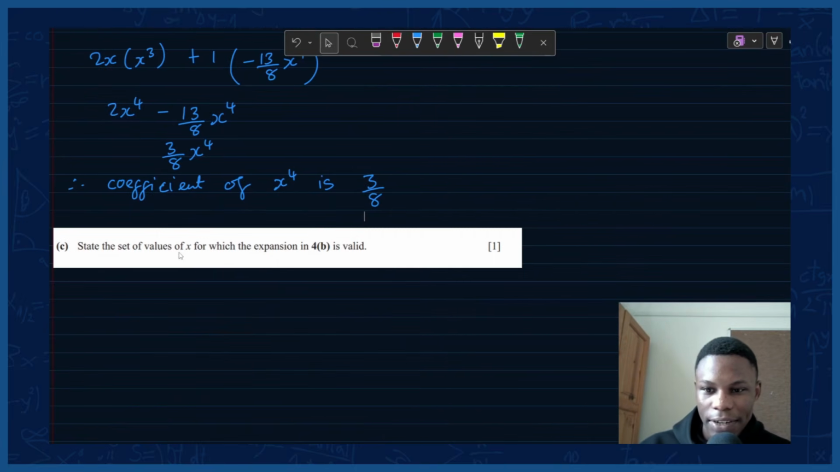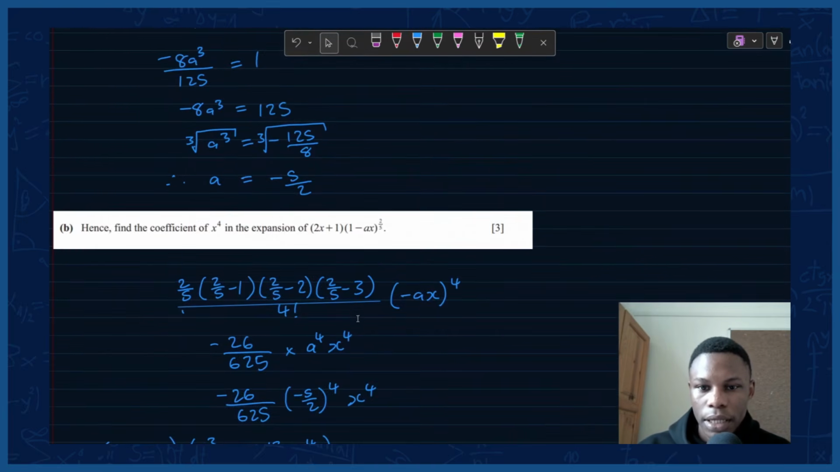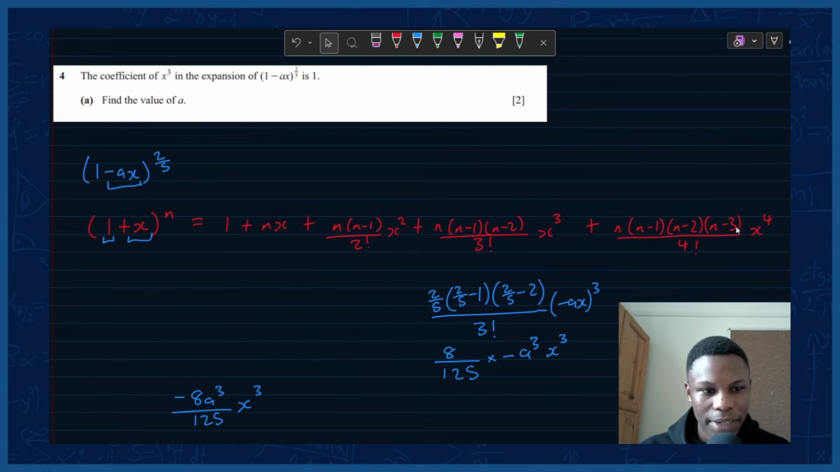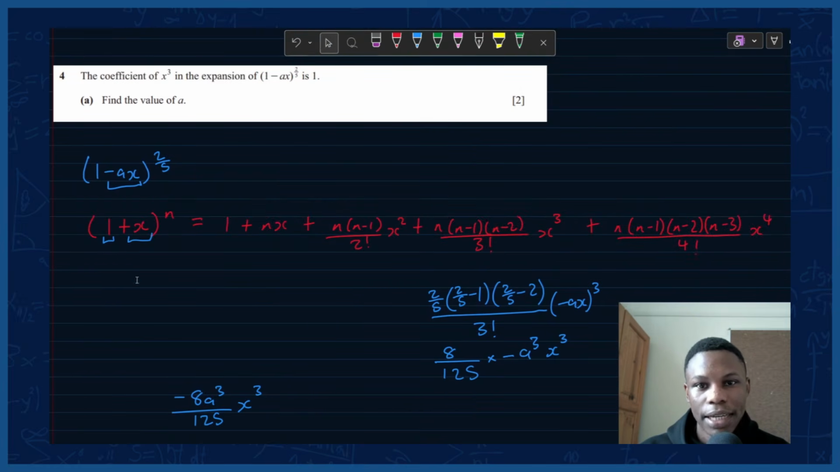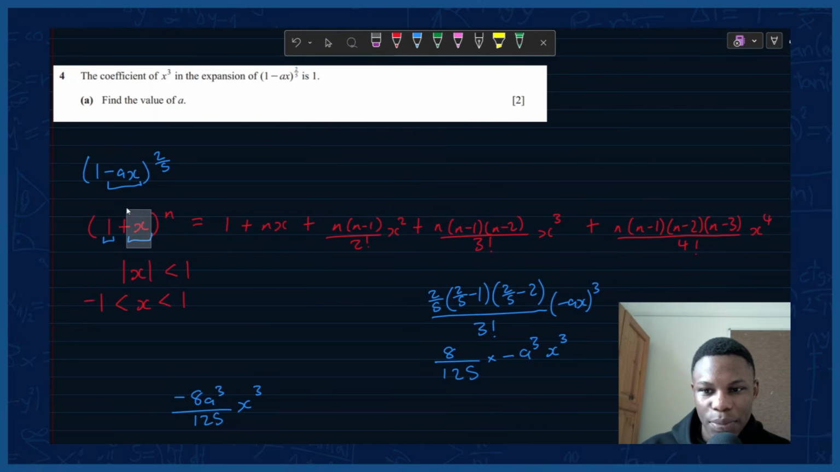Part C, state the set of values of x for which the expansion in 4b is valid. Okay. So if you go to the MF19, there's a condition for when this formula can be used. This formula can only be used if the modulus of x is less than 1. This is the same as saying if x is between negative 1 and positive 1. So they're saying whatever you have in the position of x, that thing has to be between negative 1 and 1.